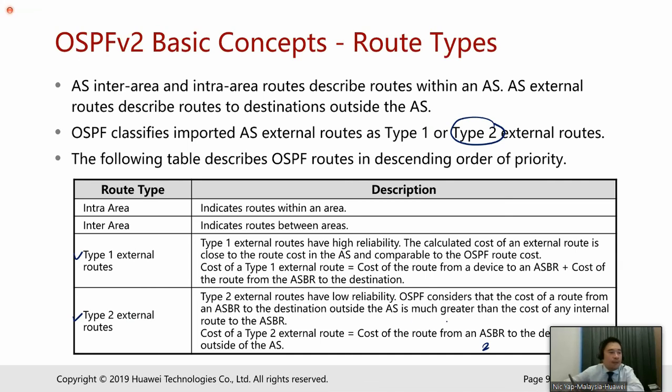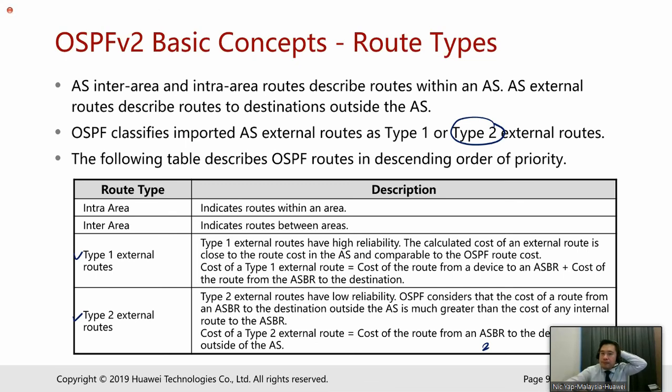But for type 1, the cost is the route from the device to the ASBR plus the cost of the route from the ASBR to the destination. It means that they will accumulate the cost from the destination all the way back to the source they want to reach. Okay, that is called type 1. So type 1 and type 2, always prefer type 1, but the default is type 2. Type 2 as an external type.